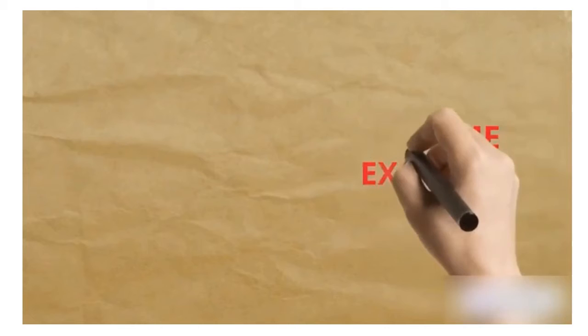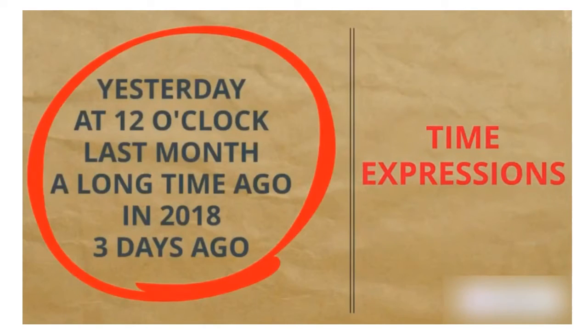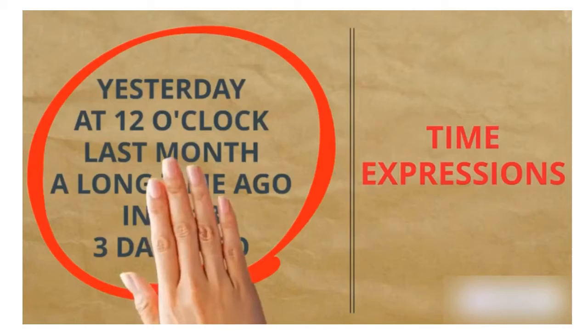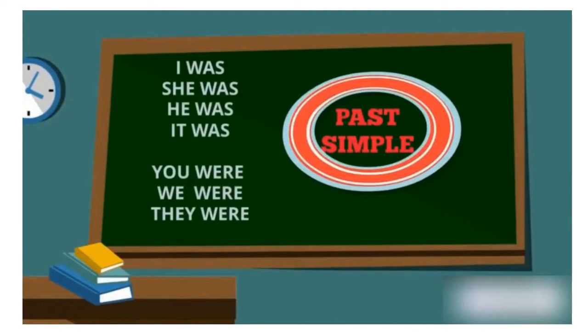While using the past simple, we use time expressions such as yesterday, at 12 o'clock, last month, a long time ago, in 2018. Now let's go over was and were. We use was with I, she, he, and it, and were with you, we, they.